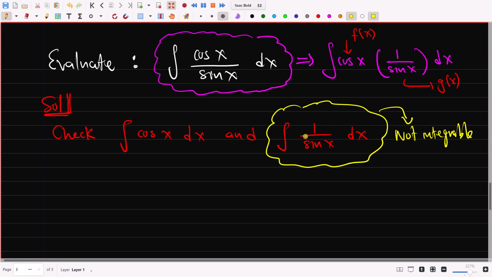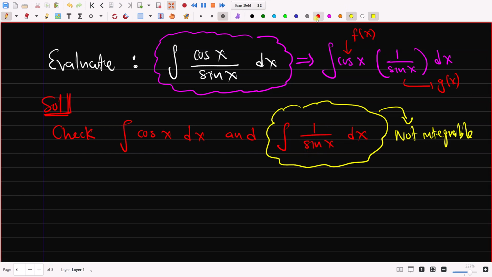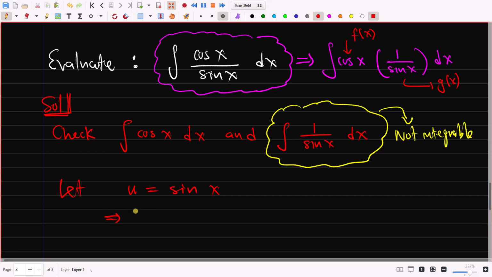But what could be the problem here? The problem is that we have a trigonometric function in the denominator. And we know that any integral of the form 1 over something can only be immediately integrable when what is at the bottom is linear. So that's our substitution point. So what we do now is say let u be equal to sin x.